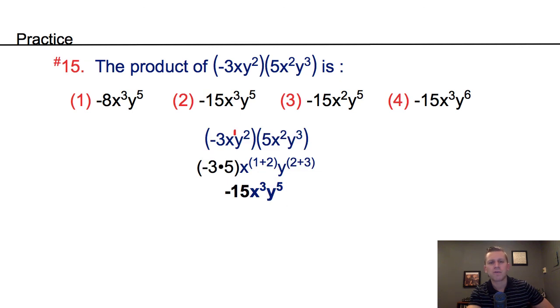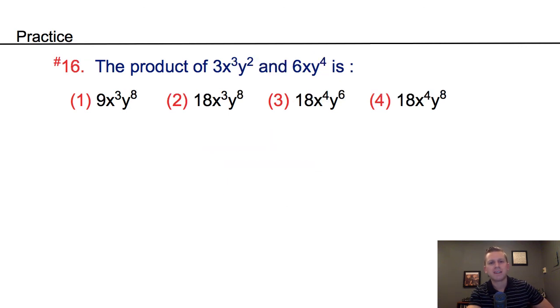Let's try 2 more before we get you out of here. See if you can find this product. Again, multiply the coefficients. 3 times 6 is 18. Add the exponents of the like bases. Here there's an imaginary 1. I'll get x to the 4th, y to the 6th.